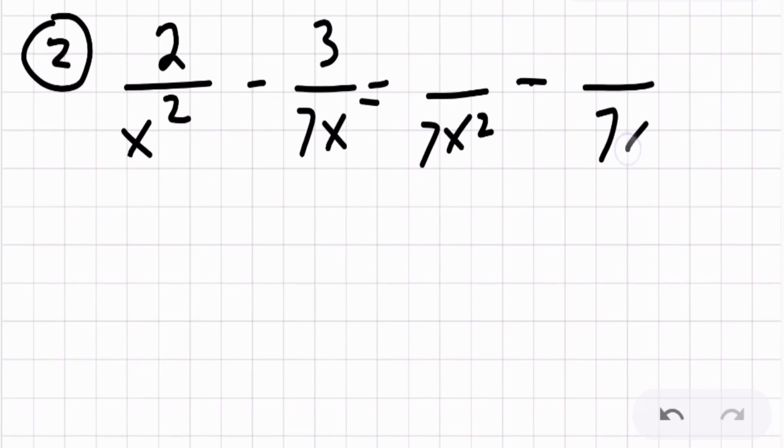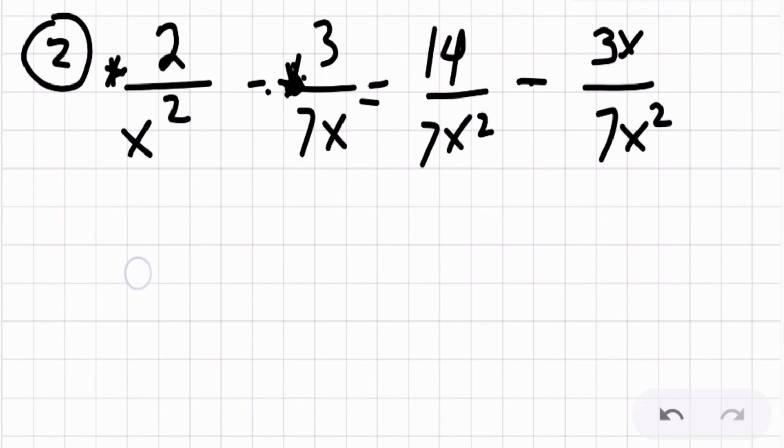And then after that, 7x squared divided by x squared, this will be cancelled out. So we will be left with 7 times 2. Multiply it by 2. So we will have 14. And then for the next one, 7x squared divided by 7x, we will be left with x times 3, that is 3x.